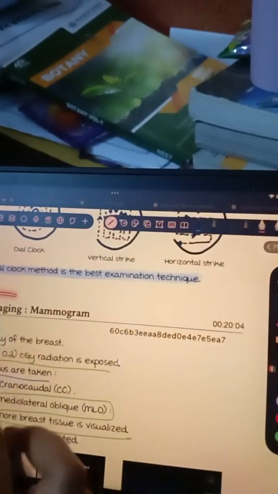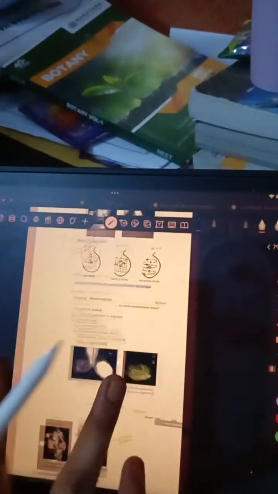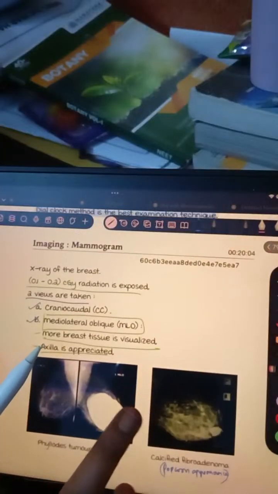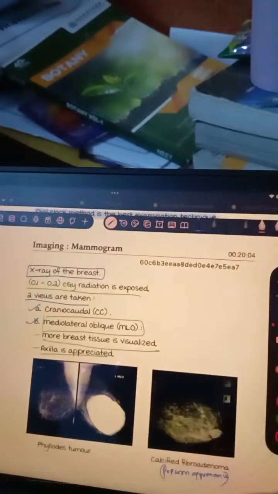Then we have imaging. First we'll see mammography. Mammography is the X-ray of the breast.